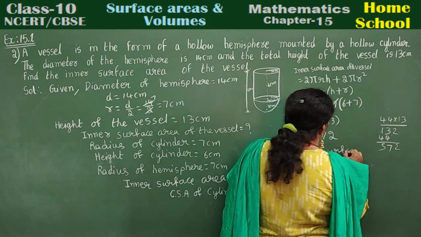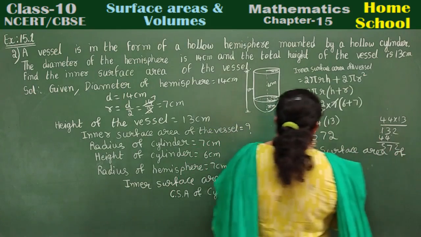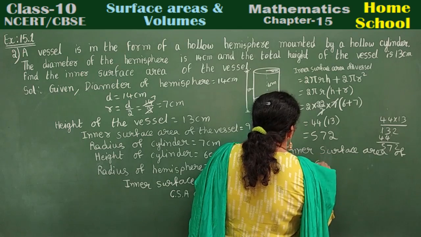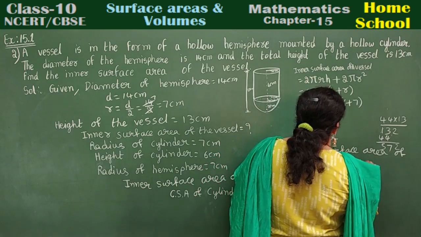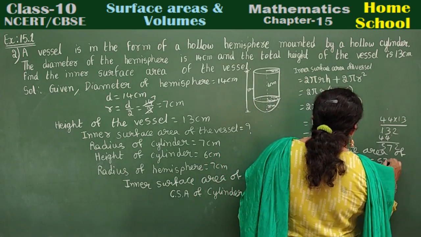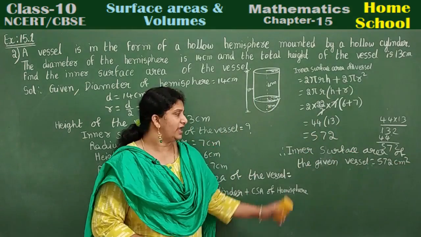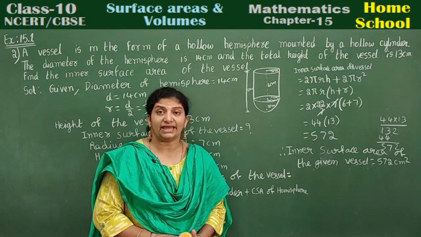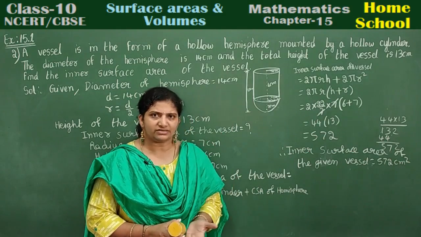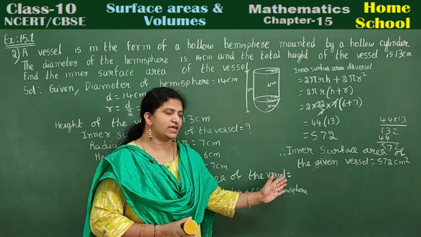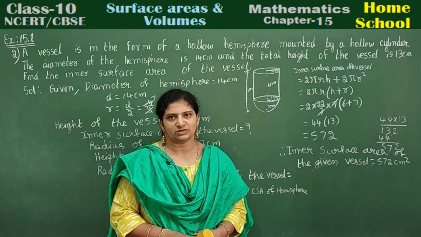Therefore, the inner surface area of the given vessel is equal to 572 centimeter square. Therefore, the total area of this vessel, inner surface area. If they ask you outer surface area also, the same answer you are going to get here. Inner surface area of this vessel is equal to 572 centimeter square.